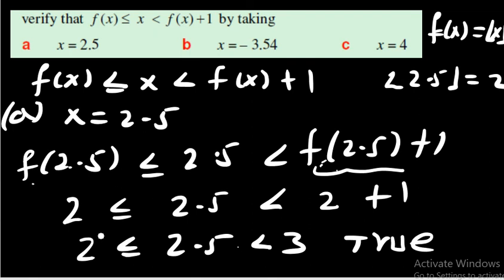We are asked to verify whether this property works or not by substituting x equal to 2.5. Then we did it. Finally, we arrive at this point, which is a true statement. 2 is less or equal to 2.5, yes, and 2.5 is less than 3, correct? So that is true and verified. You can do the other in the same manner.